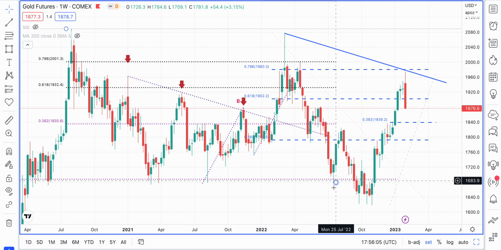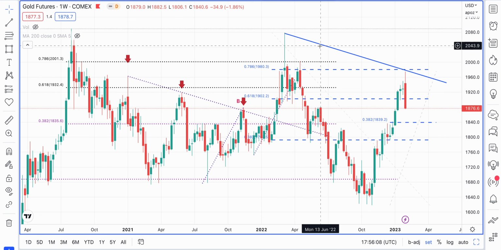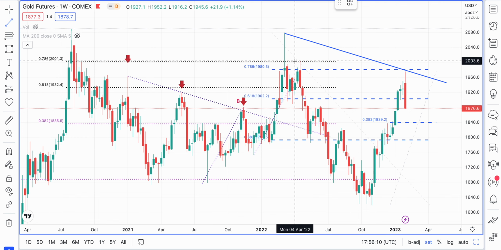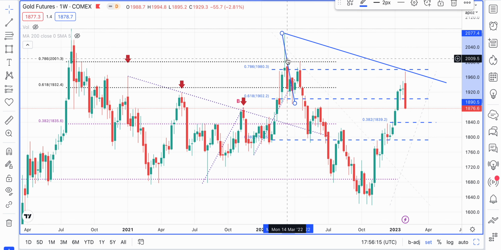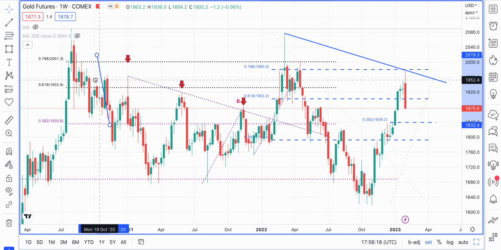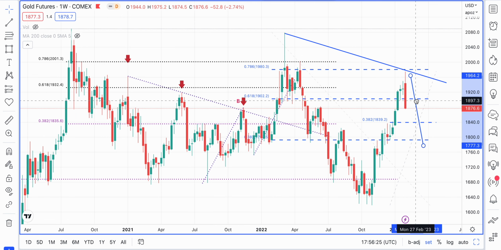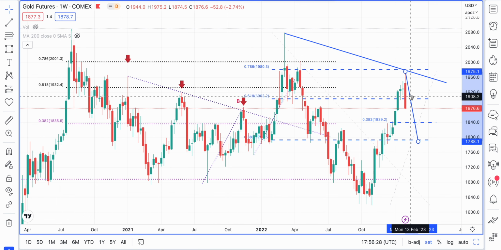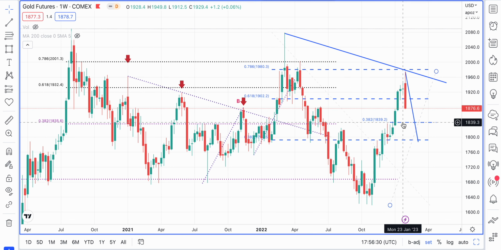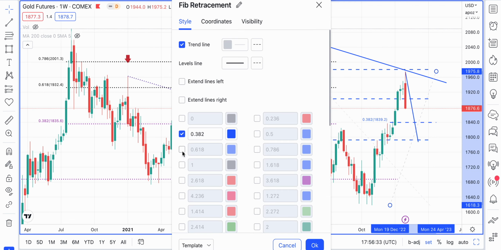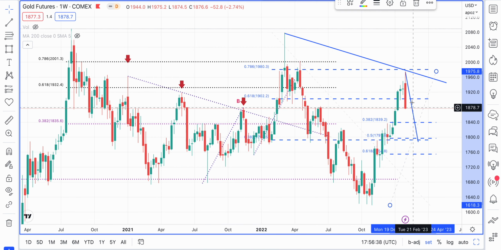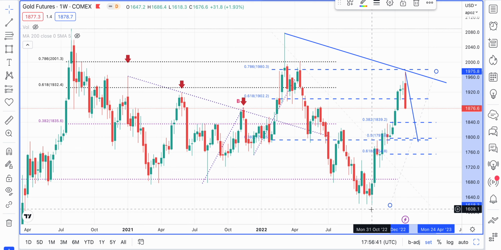Now, just looking at some of these previous declines, in the previous decline, this was the initial decline, and then there was a retracement of a similar length. What we could expect is that there is even a possibility that the market could go even lower and retrace about 50% of this entire move higher from 1608.